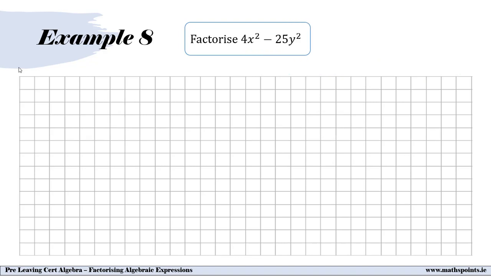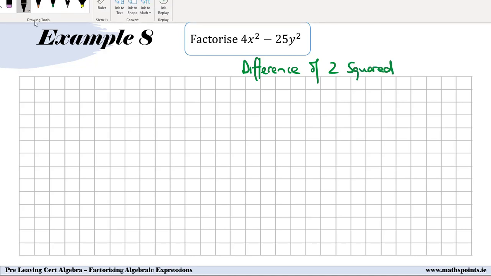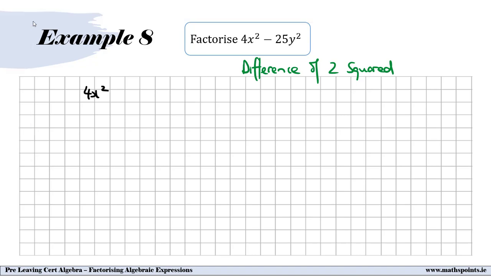Hopefully people spot in example 8 that this is also the difference of two squares. So we have an expression that is separated by a minus, and both of the terms in the expression are squared terms. So let's again write down our initial expression, 4x squared minus 25y squared. This time what we might do is the second method of the previous example. So we're going to write down that 4x squared is 2x all to be squared. Minus 25y squared is minus 5y all to be squared. And then I'm going to put in my 2 sets of brackets.